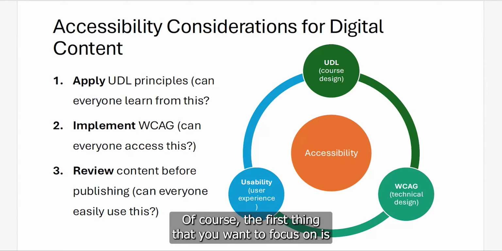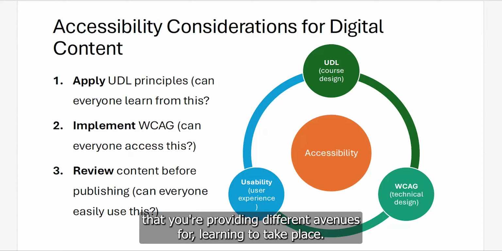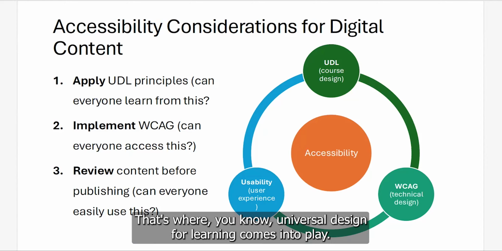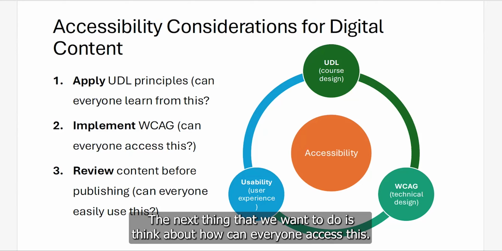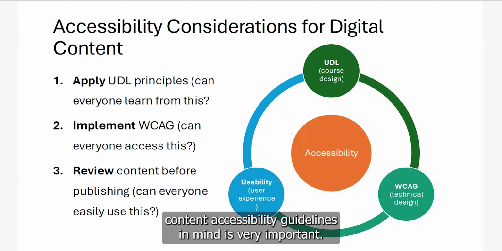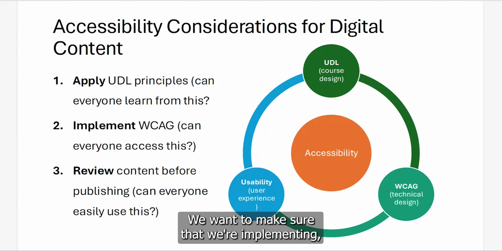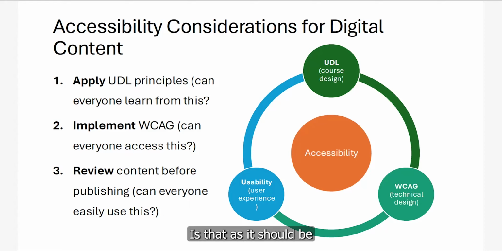As you're designing content, of course, the first thing that you want to focus on is making sure that you're providing different avenues for learning to take place. That's where universal design for learning comes into play. So we want to apply UDL principles. The next thing that we want to do is think about how can everyone access this? So keeping the web content accessibility guidelines in mind is very important. We want to make sure that we're implementing some of those standards within our digital content and to ensure that everything is working as it should be.